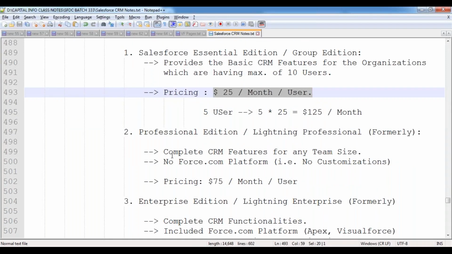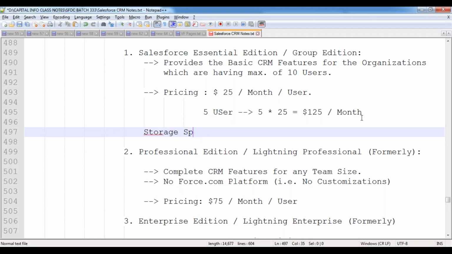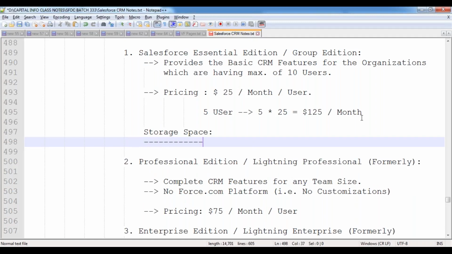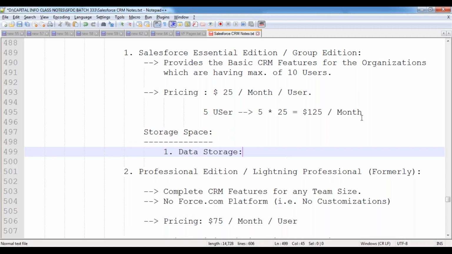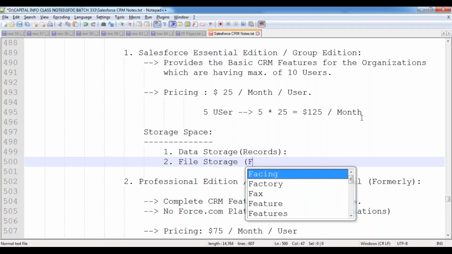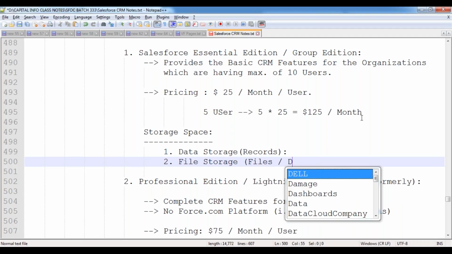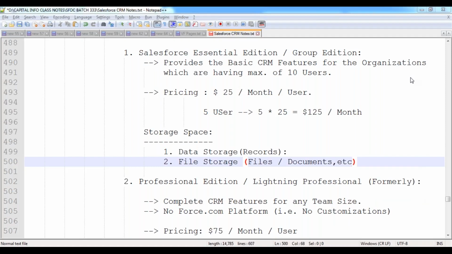Then how much storage capacity will be given by Salesforce? Now here, storage space. As part of storage space, we have two types of storages. First one is data storage. Data storage means records. Second one, file storage. That means files, documents, etc.